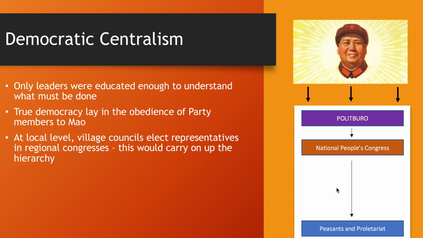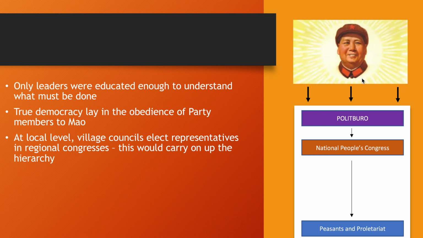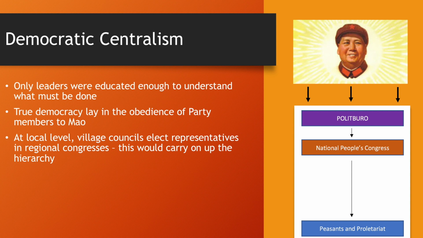So in theory, the power lay with the people, but in practice, the power base of the party was the Politburo, which in turn was under Mao's authority. Basically, what democratic centralism meant was that the views would be taken from the proletariat and the peasants, which is the democratic part, in inverted commas, but in reality the Politburo and Mao would have the ultimate say, which is the centralism part. So power is centralized towards the top level of the party structure.